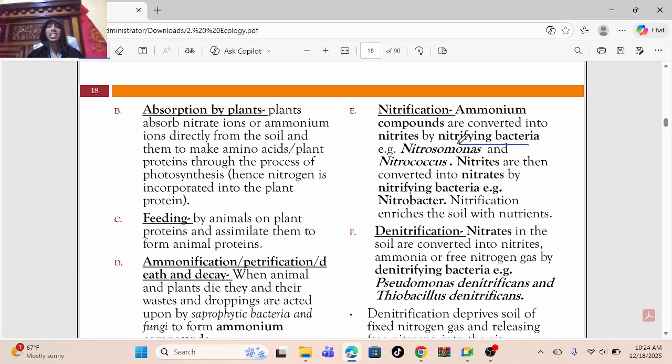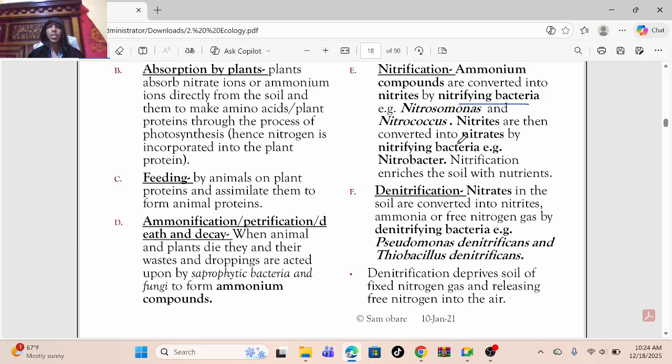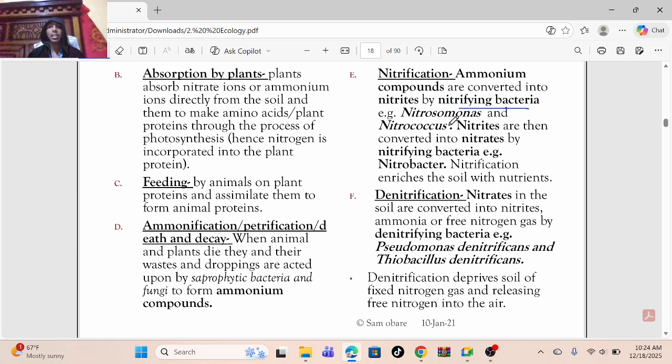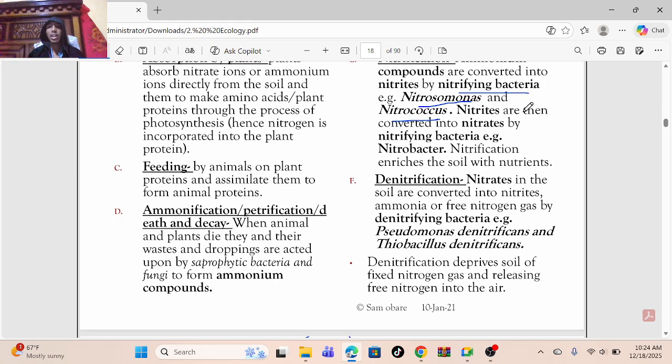Nitrification is where you convert to nitrate. Denitrification is where nitrate is converted to nitrogen or ammonia. So which bacteria do nitrification? Number 1 is Nitrosomonas and Nitrococcus. Nitrites are then converted. This NO is nitrite.